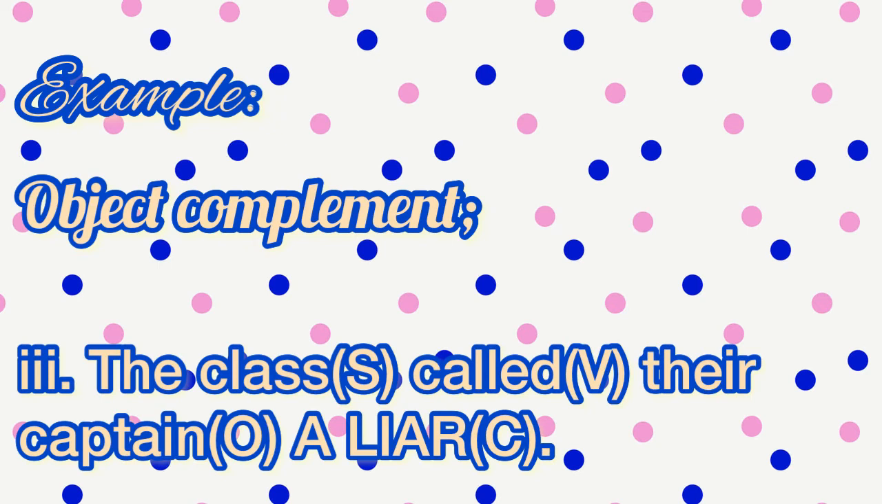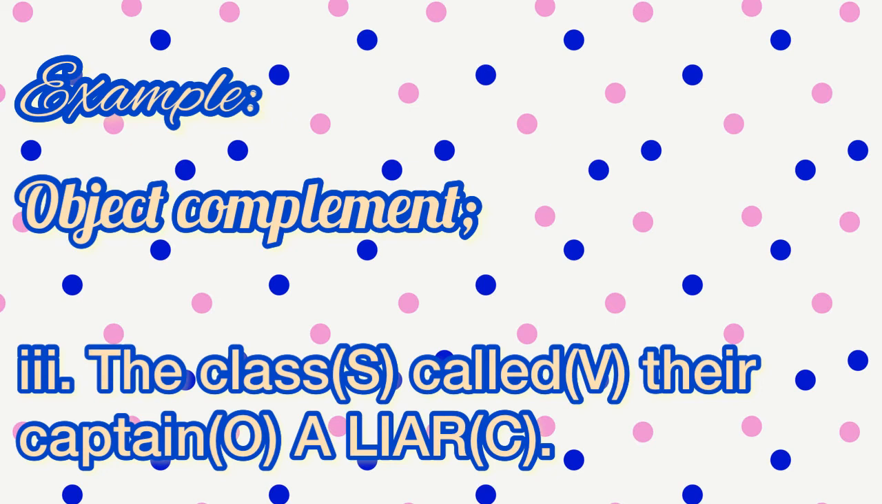We have: the class called their captain a liar. The class here is the subject of the sentence. Called is the verb. Their captain is the object. And then a liar is the complement of the object. Because their captain is the same person as a liar, their captain is regarded as a liar. So coming immediately after the object in the sentence is the complement. Of course, we should understand that the complement gives more information about the object. Do not misconstrue the complement of a sentence with an adjectival phrase or clause.